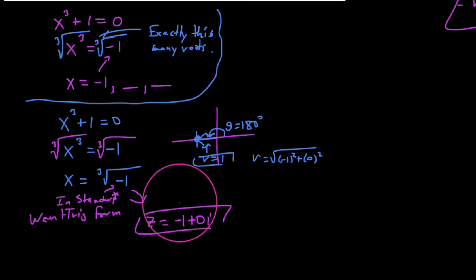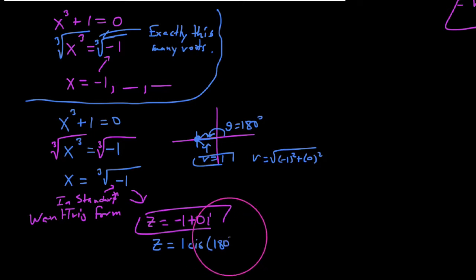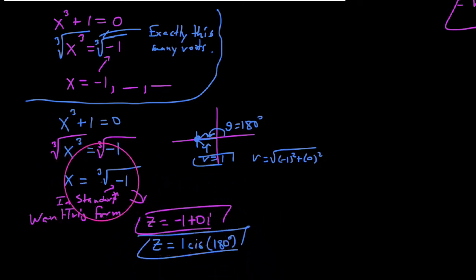So we'll put 1. So the trig form of the number would be this. We'd say r is 1, and then cosine plus i sine of 180 degrees. We just got that from observation. Okay, so if this is my number right here, instead of taking the cube root of -1, what we're going to do is this.